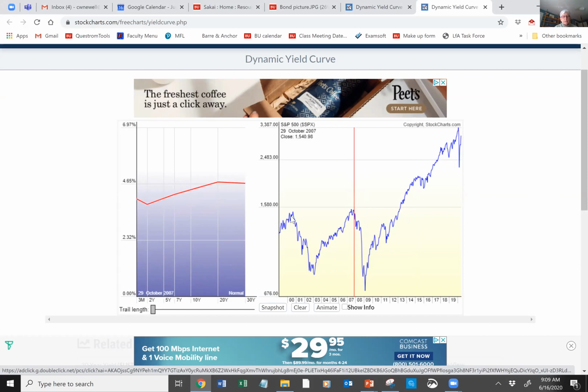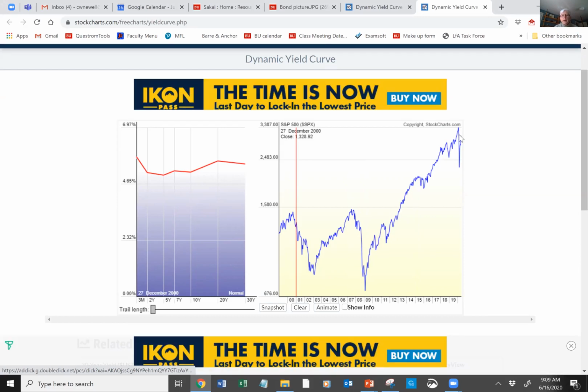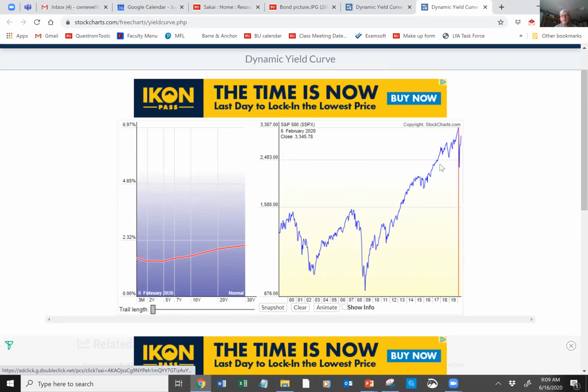I'm trying to find you an inverted one. That one's a little bit inverted. There we go. Now it's getting to be a little bit inverted. It does weird things when people are expecting the market to fall. Back last spring, it was inverted for a while. Anyway, those of you who think market stuff is fun, that's linked to that slide. You can go back and play with it.